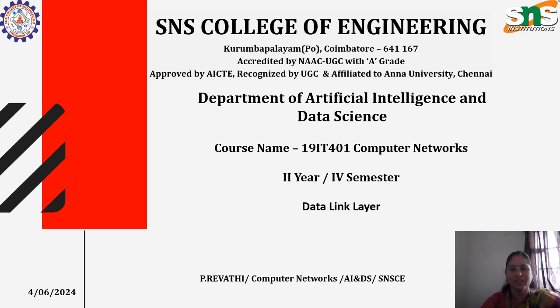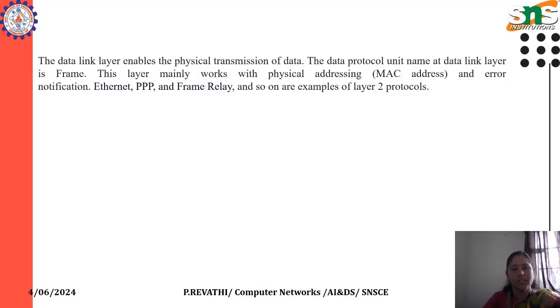Today we are going to discuss the topic of the data link layer. The data link layer enables the physical transmission of data. The protocol data unit name of the data link layer is frame. This layer mainly works with physical addressing, that means MAC address, and error notification.